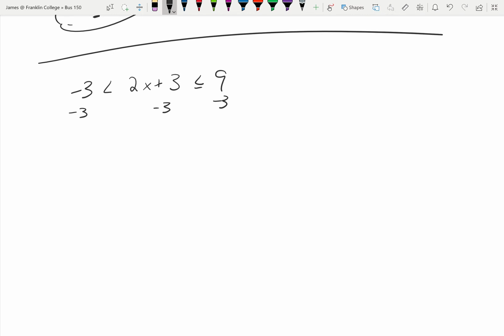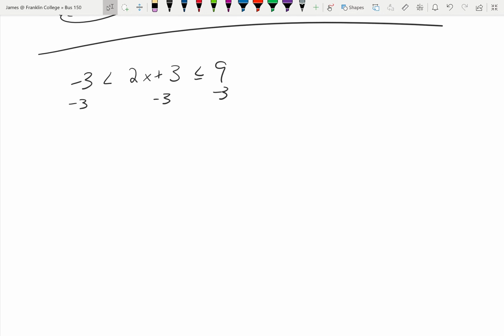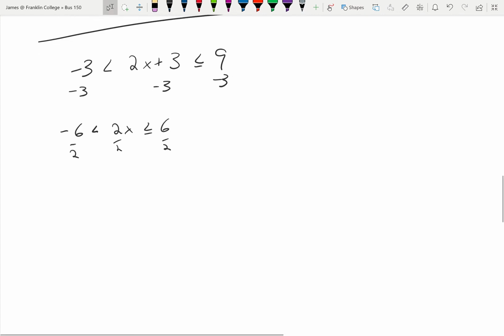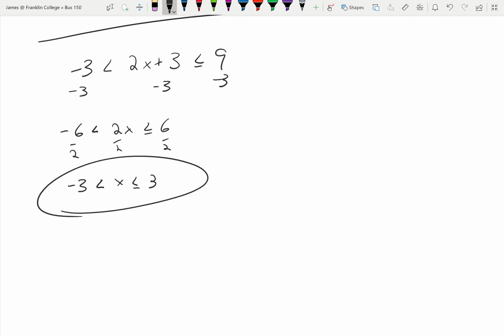So we're going to do minus 3 one more time. So we're going to have minus 6 is less than 2x, which is less than or equal to 6. Once again, we're just going to divide by 2, but this time we're dividing by 2 one more time. So we're going to get minus 3 is less than x, which is less than or equal to positive 3. So that's one way that we can express our answer.